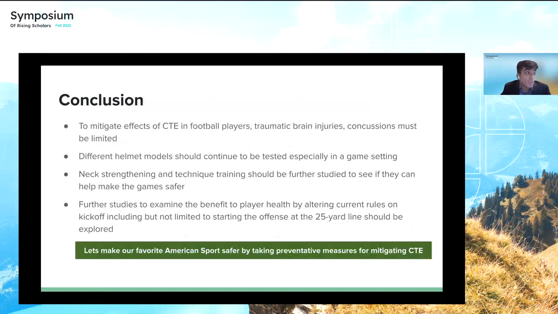In conclusion, in order to mitigate the effects of CTE in football players, traumatic brain injuries and concussions must be limited. Different helmet models should continue to be tested, especially in a game setting, in order to provide better protection for the players. Neck strengthening and technique training should be further studied to see if they can help make the game safer. Further studies need to examine the benefit to a player's health by altering current rules on kickoffs, including but not limited to starting the offense at the 25-yard line.